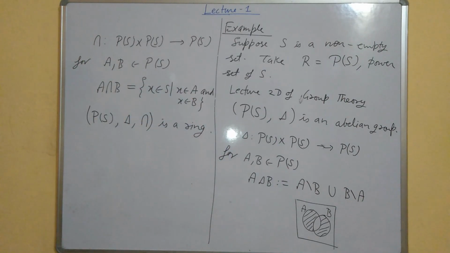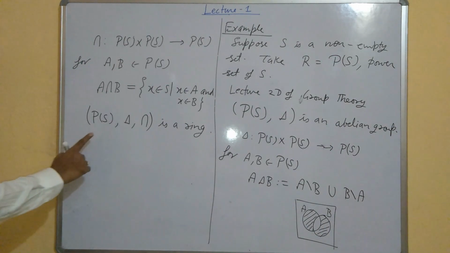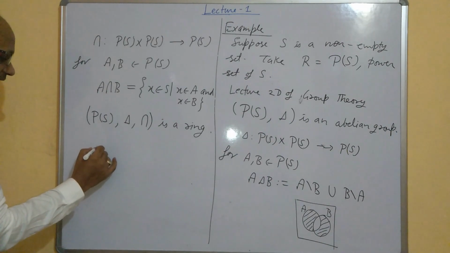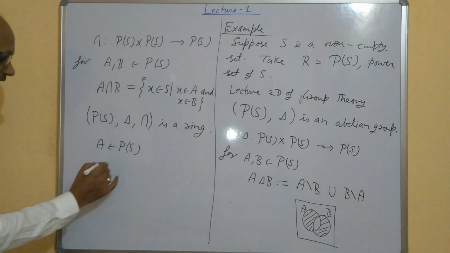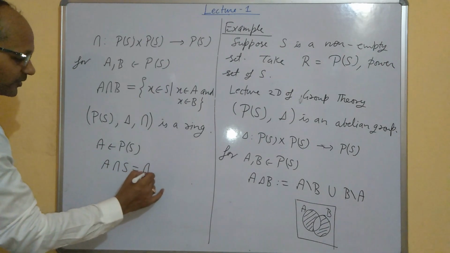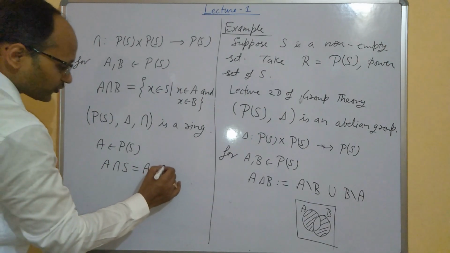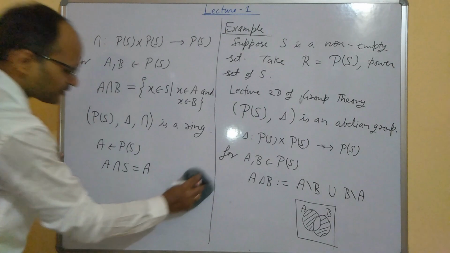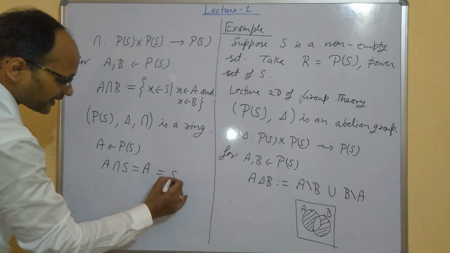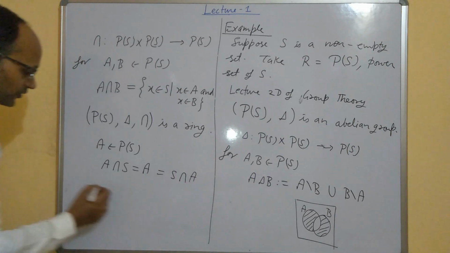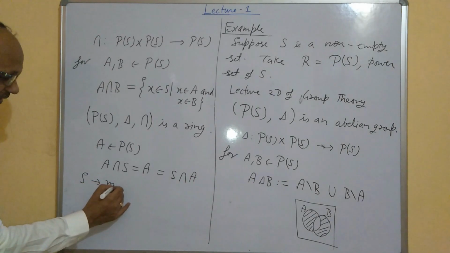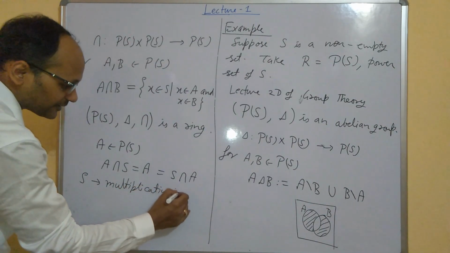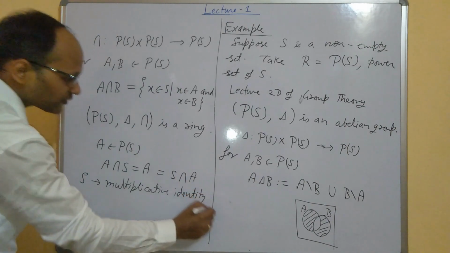Also this ring has identity, meaning multiplicative identity. This intersection has an identity because if you take any element A in PS and take A intersection S, you will get A, because A is a subset of S. This is true for all A. So S is working as the identity element, you may say the multiplicative identity. So this is a ring with identity.